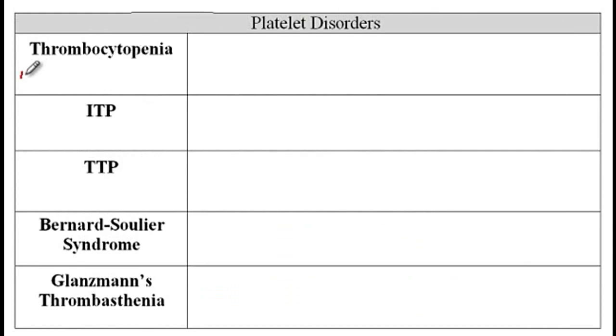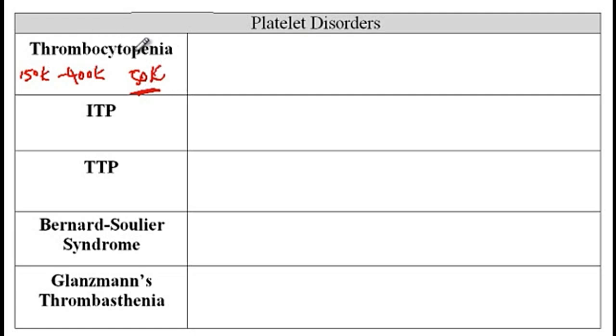Thrombocytopenia. So generally we have about 150,000 to 400,000 platelets in the body. So if there is less than 150,000, then that is referred to as thrombocytopenia. And if there is less than 50,000 platelets, then there could be spontaneous bleeding in these patients.